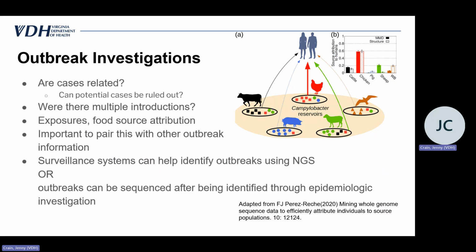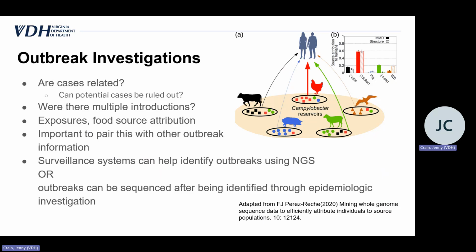Genomic results can help us determine, are these cases related? Is there a genetic similarity between these cases? But more importantly, can we use that information to rule cases out, right? Are they in fact potentially infected with Campylobacter, for example, in this image, from a different source? Were there multiple introductions of Campylobacter into a particular community? Were there different exposures, or was there, in fact, a common food source that exposed everyone?